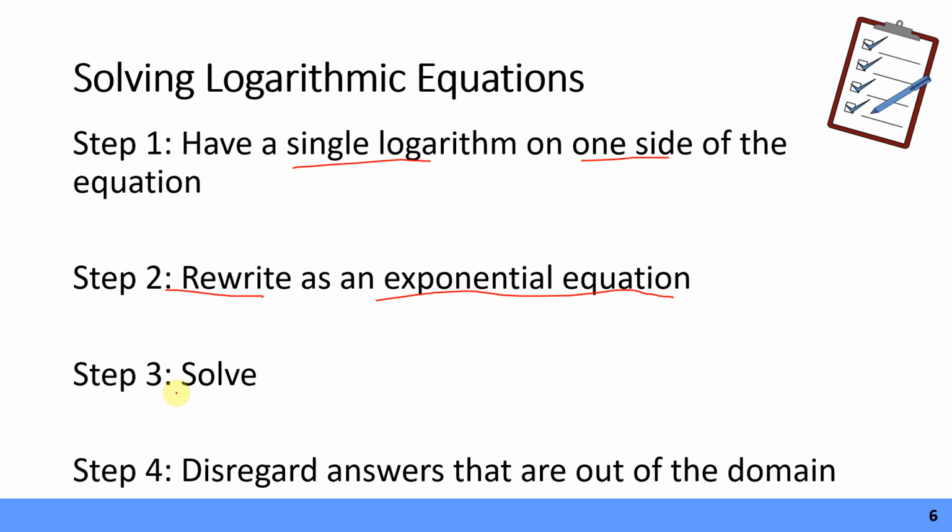Once it's an exponential, now we can solve it because there are no more logarithms bothering us. And the last thing we're going to do, once you solve the problem and find your answer, is analyze your answers, because some of them are not going to be usable. So we're going to disregard any answer that is out of the domain. And don't worry, we're going to talk about that when we do our problem.